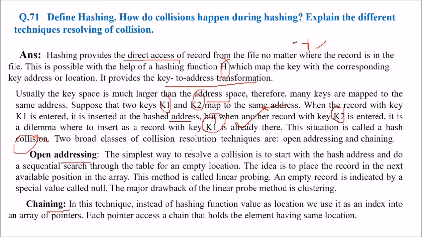Open addressing is the simplest way to resolve collision: start at the hash address and do a sequential search through the table for an empty location. The idea is to place the record in the next available position in the array, and the method is also known as linear probing. An empty record is indicated by a special value called null, and the major drawback of linear probing is clustering. But in chaining, instead of using the hashing function value as a location, we use it as an index into an array of pointers. Each pointer acts as a chain that holds the elements having the same location.